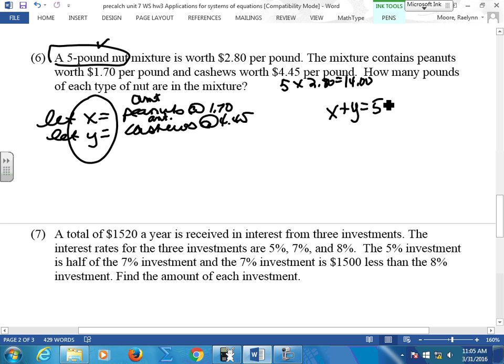Now, I want to know another equation. I'm gonna spend just what Benicia told me. 5 times 2.80, $14. I'm gonna spend $14. And how am I gonna spend it? X times what? Good. X times 1.70 plus, good, 4.45 times what? Together that should cost me $14, which is my 5 times 2.80. Good?